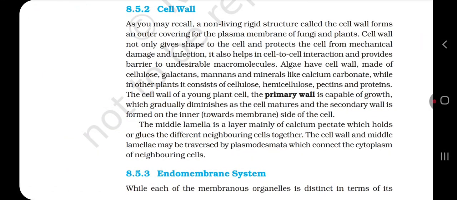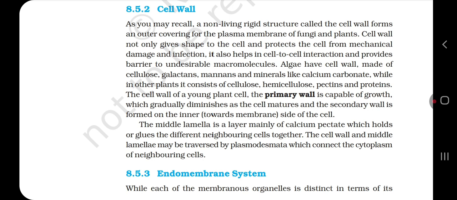8.5.2 Cell wall. As you may recall, a non-living rigid structure called a cell wall forms an outer covering of the plasma membrane of the fungi and the plants. The cell wall not only gives shape to the cell and protects the cell from mechanical damage and infection, it also helps in cell to cell interaction and provides a barrier to undesirable macromolecules. Algae have a cell wall made up of cellulose, galactans, mannans, and minerals like calcium carbonate, while other plants consist of cellulose, hemicellulose, pectins, and proteins.